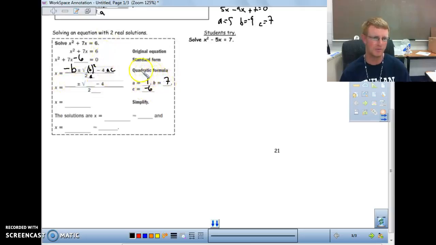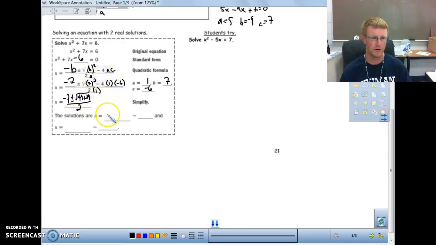So we end up with the opposite of b, or negative b, so that's negative 7 plus or minus the square root of 7 squared minus 4 times 1 times negative 6, all over 2 times 1. Evaluating all of this, I first evaluate what's underneath the square root. That would be 49, and then a negative times a negative 24, so you have 49 plus 24. So what I end up with is negative 7 plus or minus the square root of 49 plus 24, all over 2.